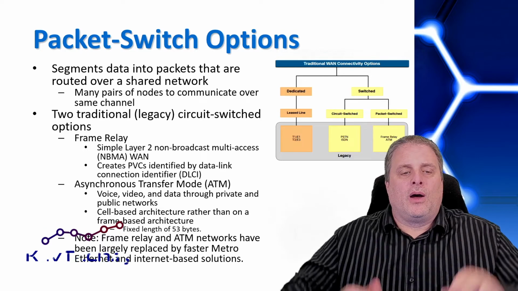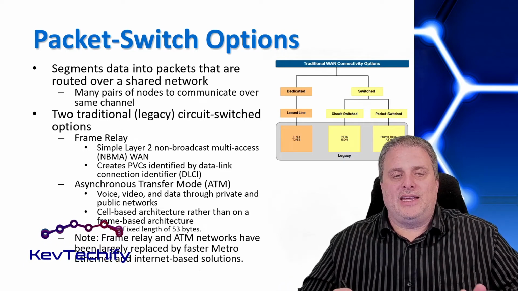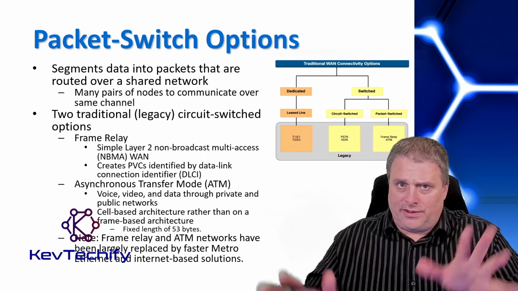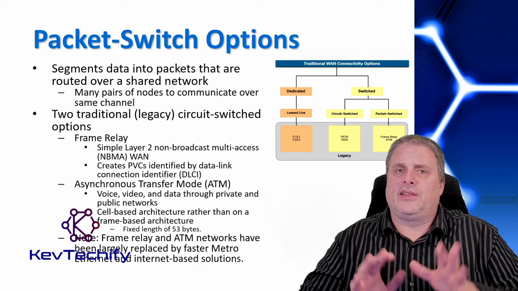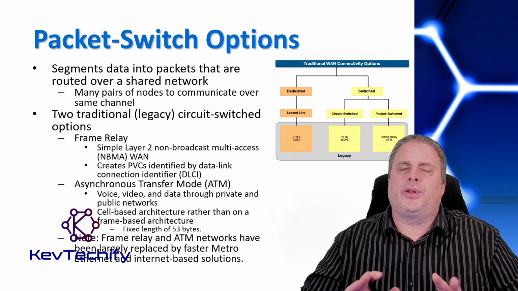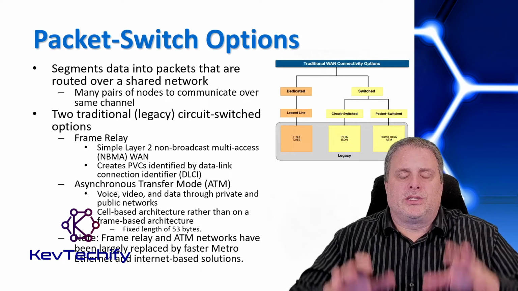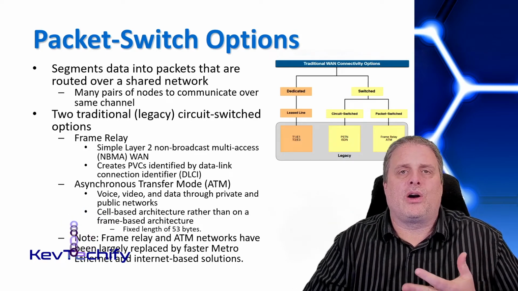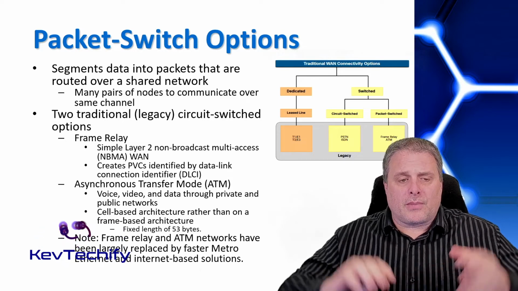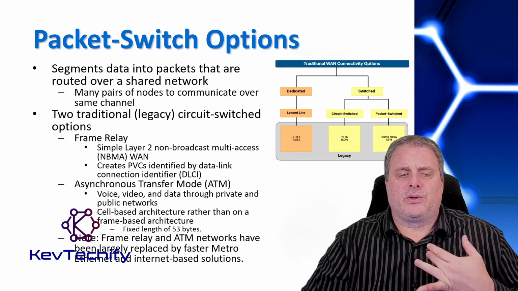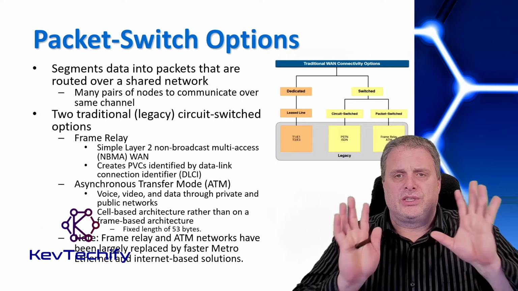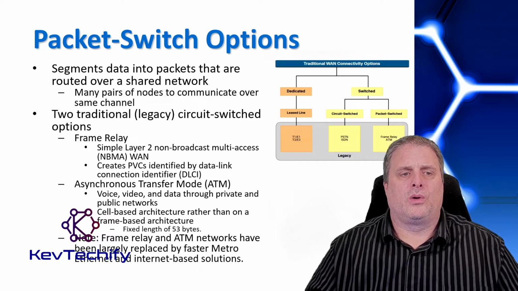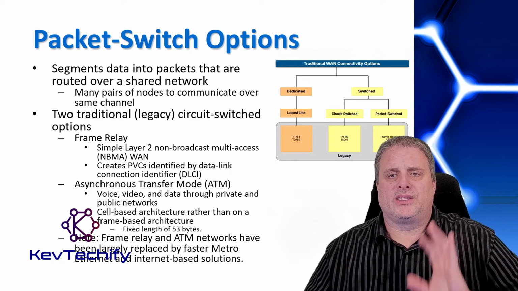Now, understand that frame relay and ATM are definitely on the way out. If they haven't been completely replaced, they should be replaced because there are much better technologies out there that give you higher speeds, less cost, and better reliability. And so Metro Ethernet and internet-based solutions are the way to go instead of using these packet switched networks.